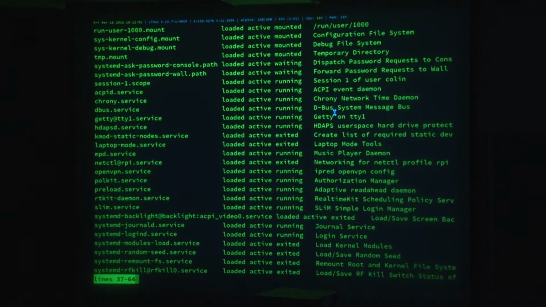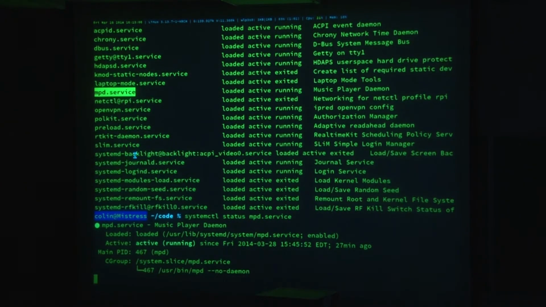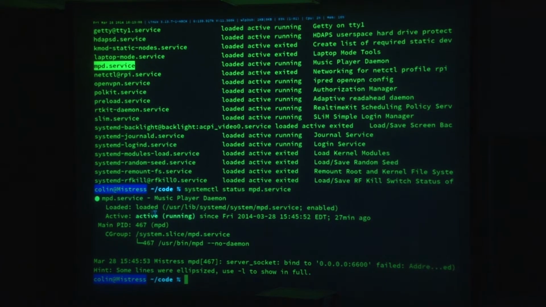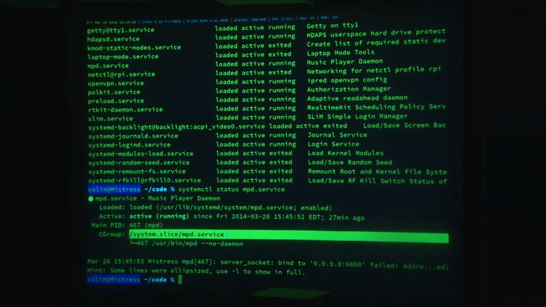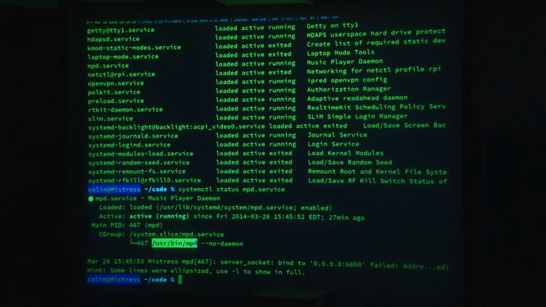Anything that ends in .service, like kmod-static-nodes.service, or laptop-mode.service, or mpd.service, is a service. Do you want to understand this? Okay. So MPD is my music daemon. If I want to look at what it's doing, I can type this, and it will say, look, it's loaded, it's active, its process ID is 467, its cgroup is system.slice/mpd.service, and it's running this command.